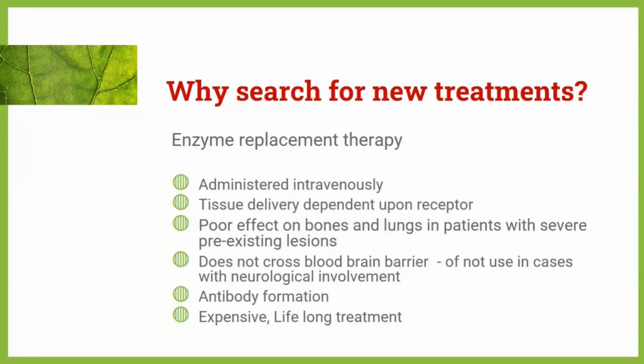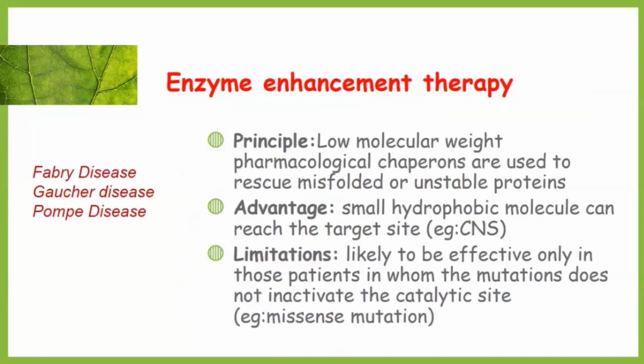But we have some of the patients through various charitable access programs, and some government organizations and NGOs are supporting it. So there is enzyme enhancement therapy. Here the concept is that low molecular weight pharmacological chaperones are used to rescue misfolded or unstable proteins so that they can cross the blood-brain barrier. In some missense mutations, the protein is there, quantity is not reduced, but quality is abnormal. So that quality change can be corrected by some of the chaperones.